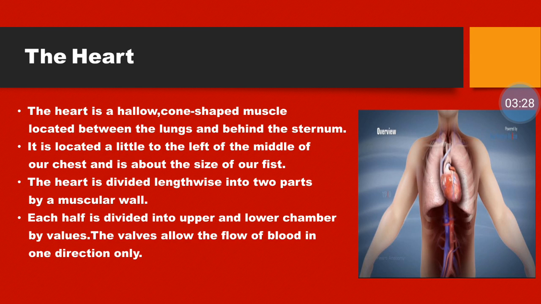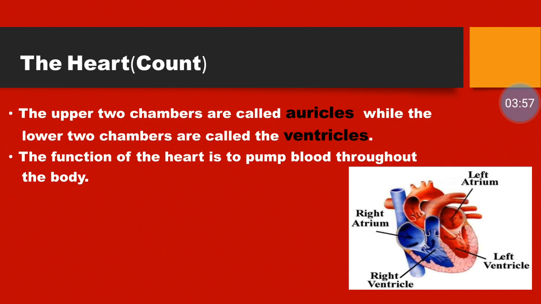They are called auricles and ventricles. The upper two chambers are called auricles, while the lower two chambers are called ventricles. The lower chambers, the ventricles, pump the blood, and the upper chambers, the auricles, are the chambers that receive the blood. So the function of the heart is to pump blood throughout the body.